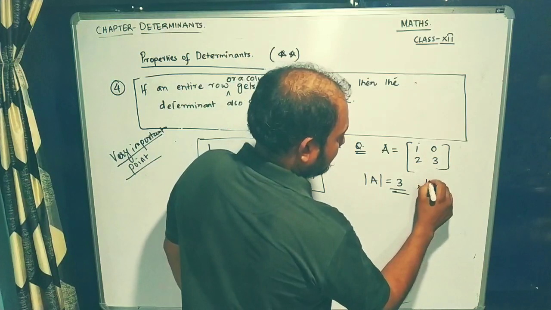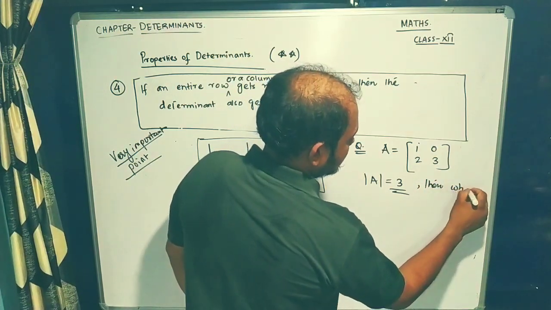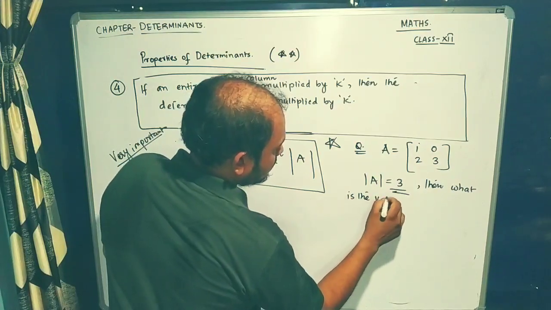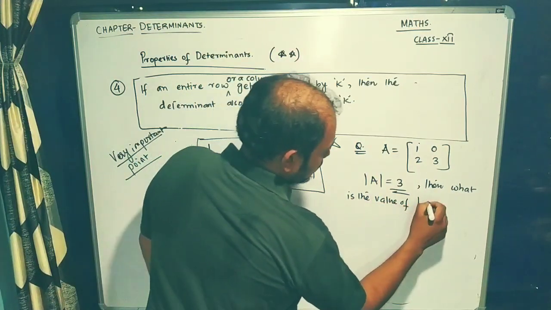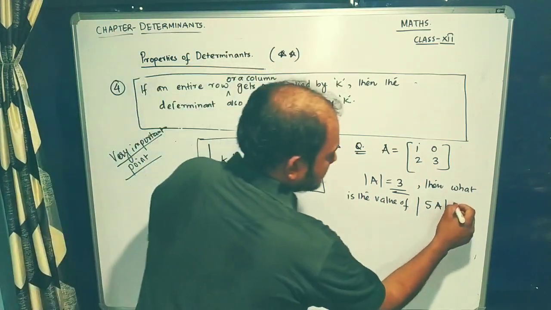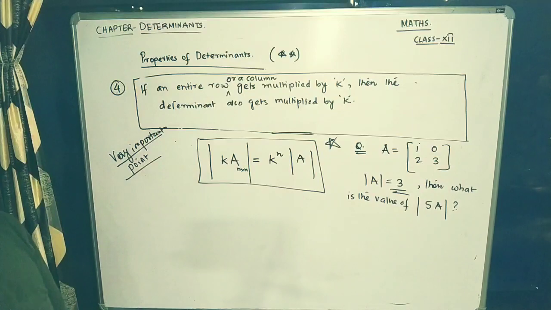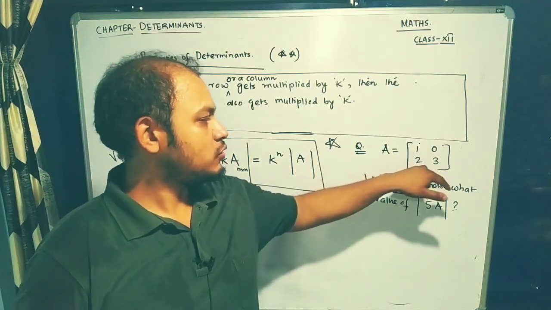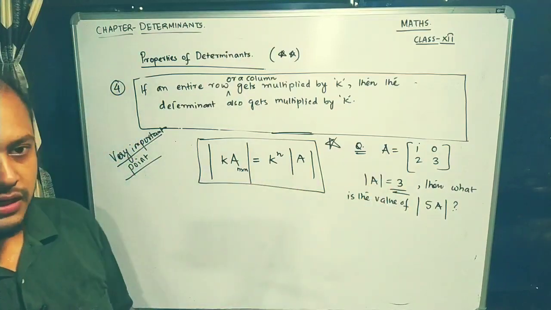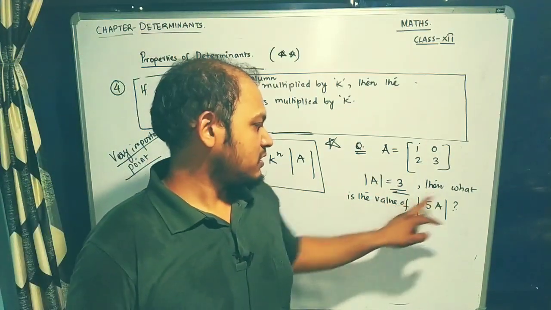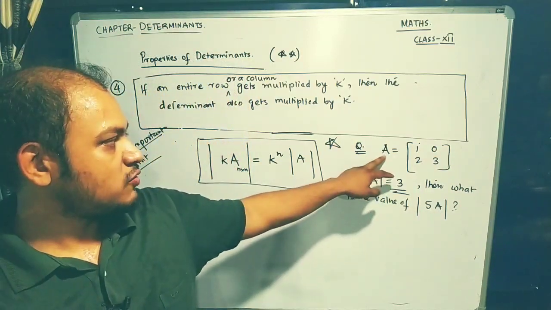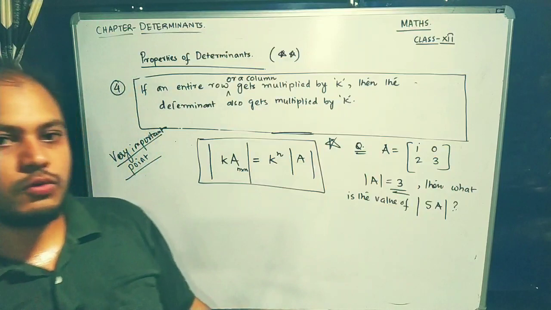Then what is the value of the determinant of 5A? This is the question. I am giving you a matrix A is equal to 1 0 2 3 and I am telling you that the determinant of this matrix is 3. Then I am asking you, what is the value of the determinant of the matrix 5A? That means 5 times you multiply this matrix and then take the determinant. What will be the determinant?